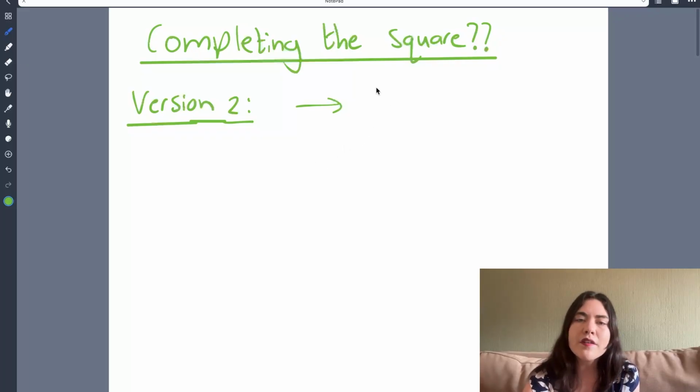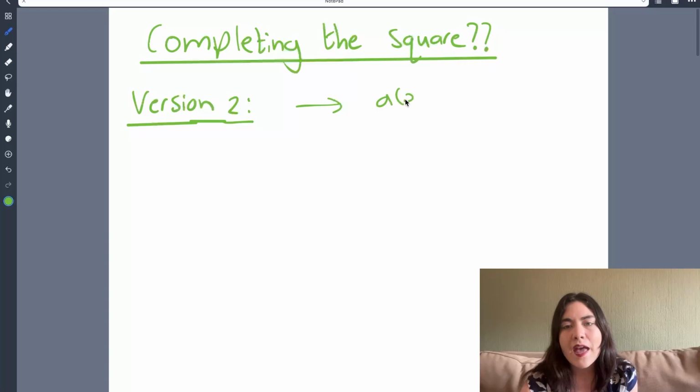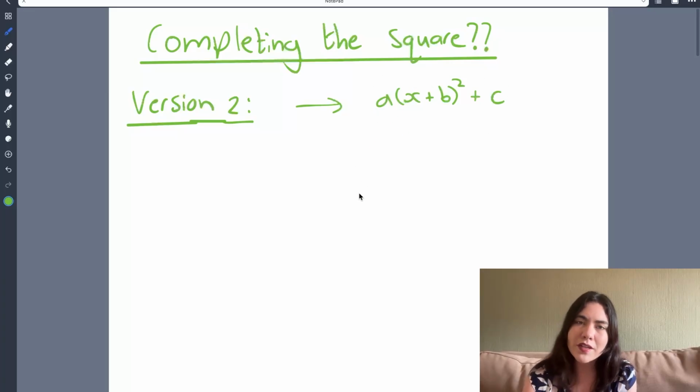So you know you're doing version 2 because there's a number in front of x squared, and the form looks something like this: a(x + b) squared plus c. So we have a whole extra number. We now have 3 unknowns we have to find. All right, so let's jump into it.